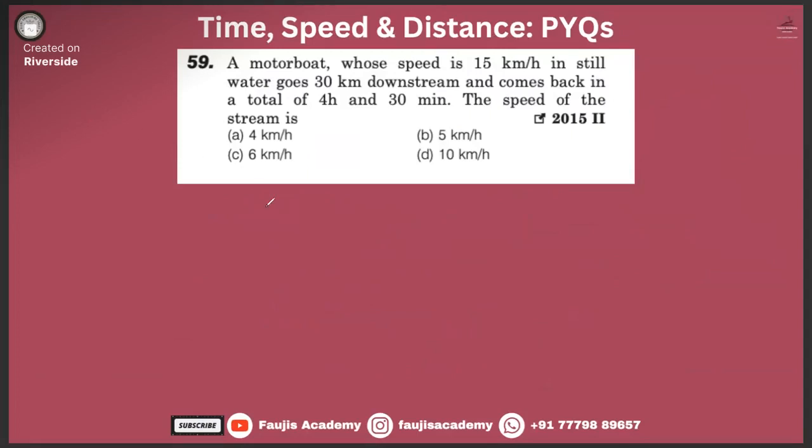A motorboat whose speed is 15 km/h in still water goes 30 kilometers downstream and comes back in a total of 4 hours 30 minutes. What is the speed of the stream? Okay.